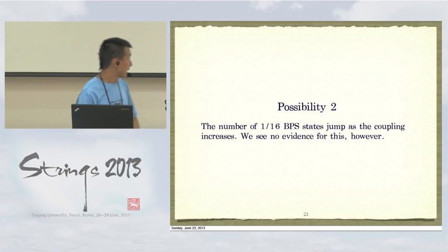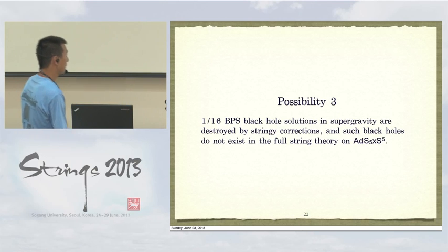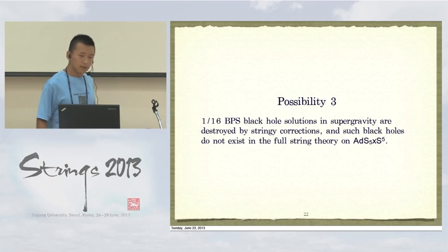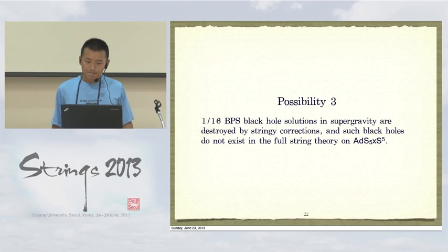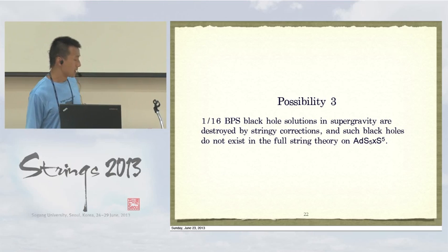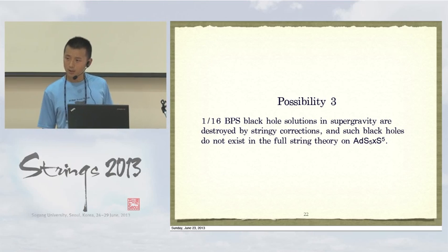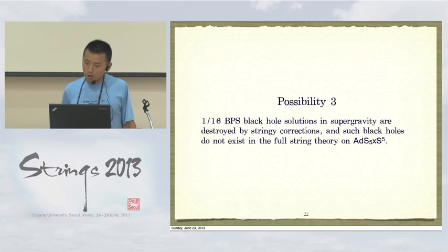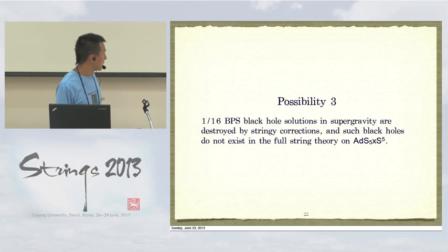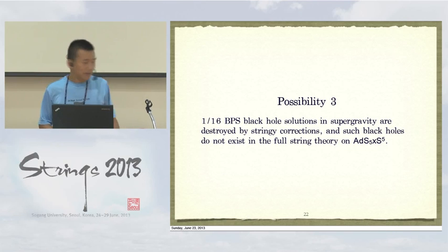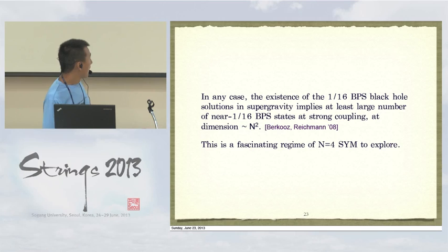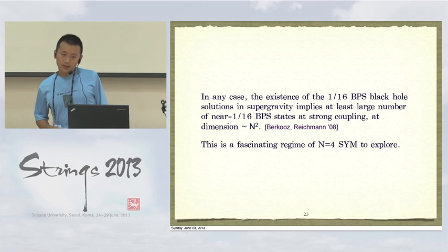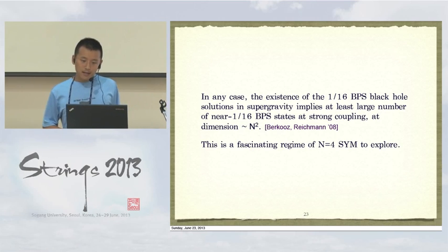What I think is the most likely possibility is that these 1/16 BPS black hole solutions in supergravity do not actually exist in string theory. For example, it could be that if you take account of alpha prime corrections to the equations of motion, these solutions are no longer supersymmetric. It would be interesting to analyze that, but these solutions are fairly complicated, so it would take some work to understand if this is possible.